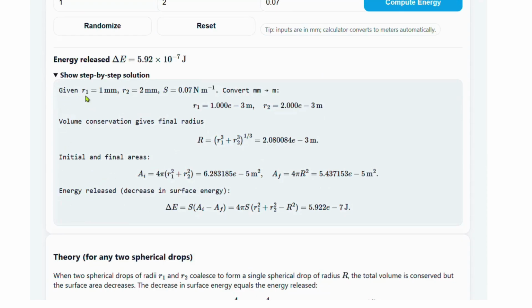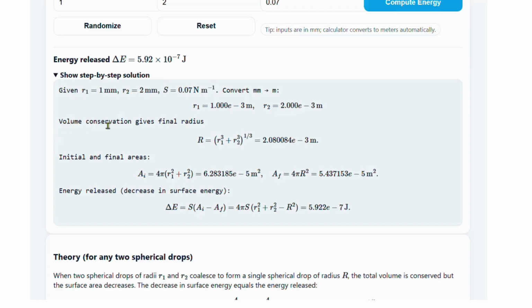So the given parameters: R1, the radius, is 1 mm, R2 is 2 mm, and S is equal to 0.07 Newton per meter. The first thing is you have to convert millimeter to meter. So 1 millimeter is equal to 1 into 10 power minus 3 meter, and R2 is 2 into 10 power minus 3 meter.